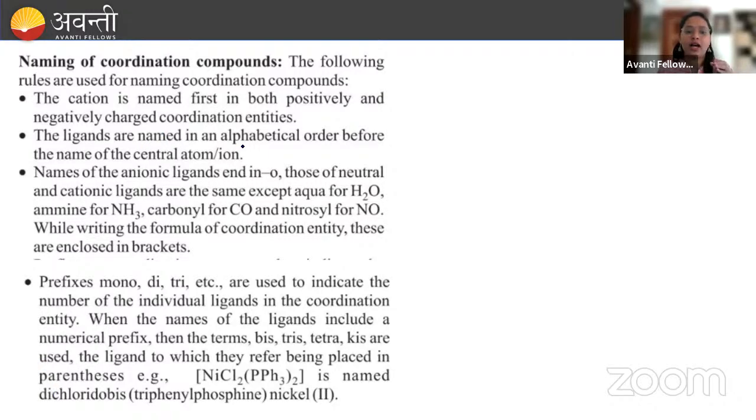The ligands are named in alphabetical order. Whatever ligands are present, we will write their names in alphabetical order.